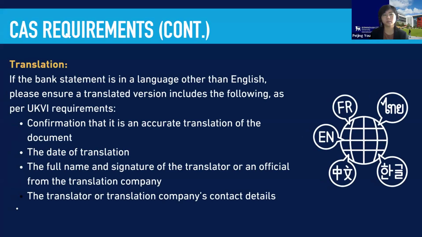Okay. Another point is that sometimes the original document might not be fully in English. So any document that is not fully in English, either academic, financial, or any other type of document that you submit for CAS and visa, you will need to provide a certified English translation. This is UKVI's requirement. The certified translation needs to confirm that this is an accurate translation. You need to confirm the date of the translation. You need to confirm the translator or translation company's name, signature, and their contact details. This is very, very important to have. Without this, we will not be able to proceed.